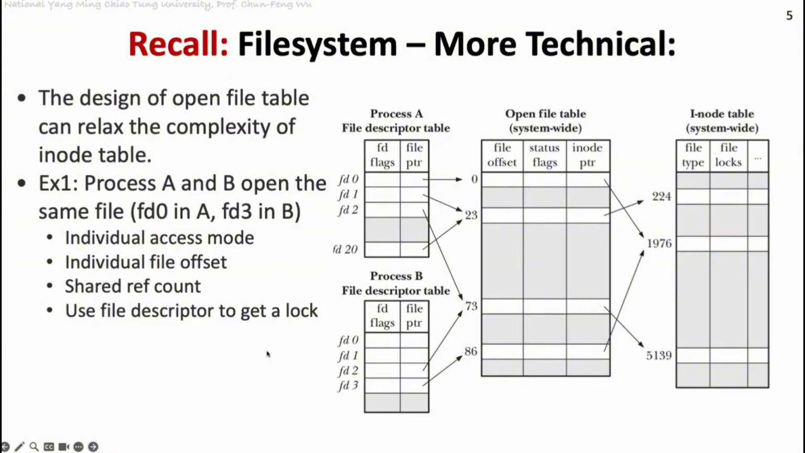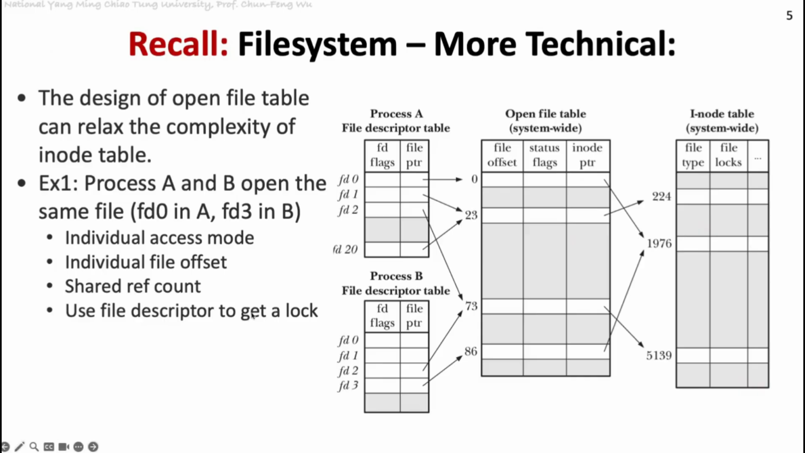Another thing is locking, because I saw several questions about it. When two processes open the same file, and process A and process B are going to write different data into the same file, there is a race condition if we don't use locking. So usually there is a file lock, and there are a lot of ways to implement a lock. But the key idea is this: the lock is not stored in the open file table or the inode.